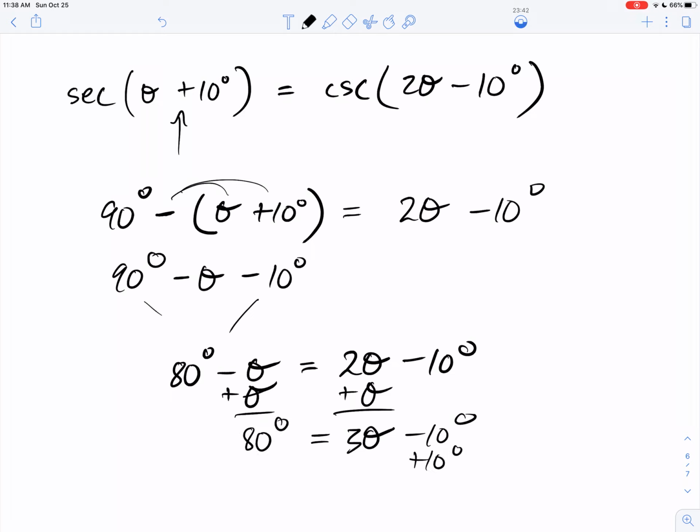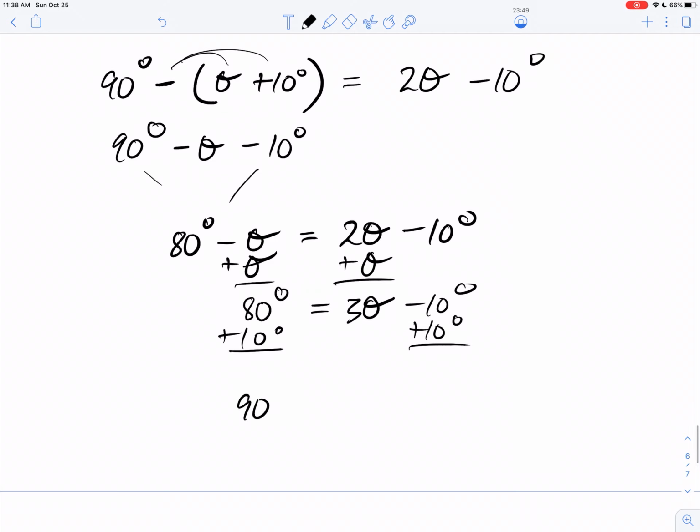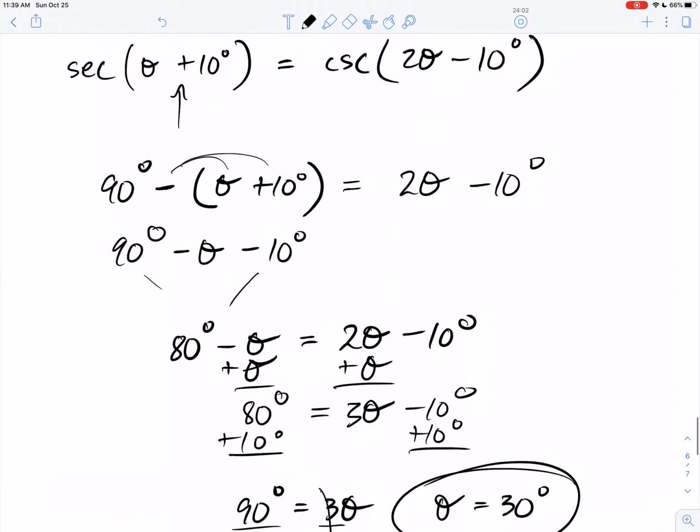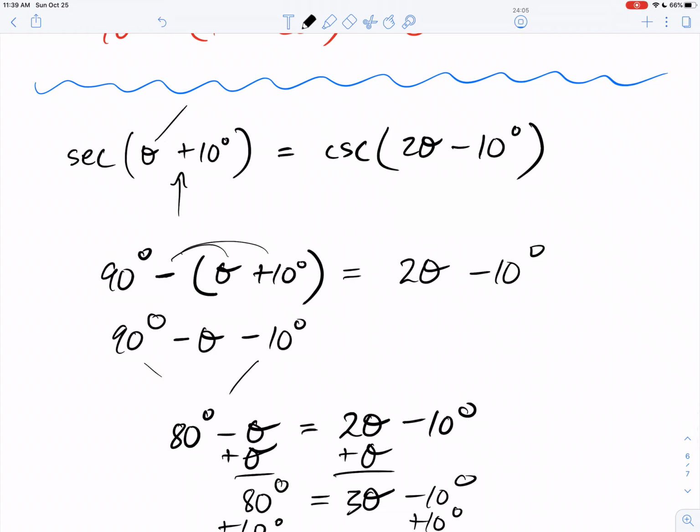If I add 10 to both sides, I'd get 3 theta equals 90. Divide it out, and I have solved it. Theta must be equal to 30 degrees for this to be valid. And if I wanted to check it, I could plug it in. Put 30 degrees there, then you would have grand total secant of 40 degrees. Well, that better equal 50 on the other side, so let's plug 30 in here. And that would be 60 minus 10. That would be 50. So it works out.